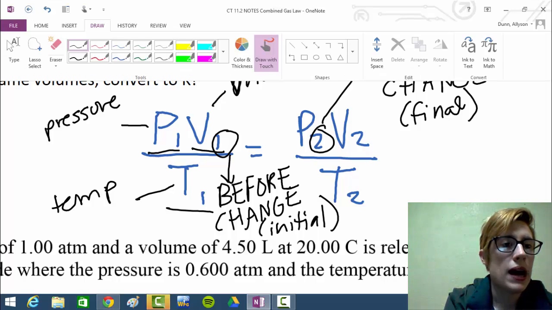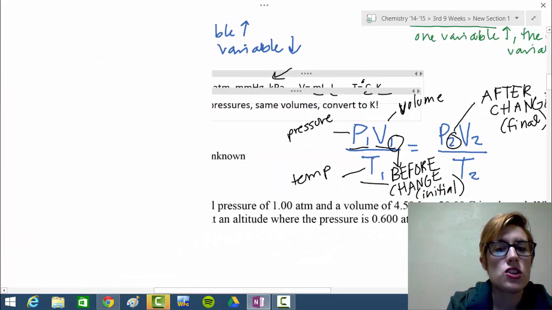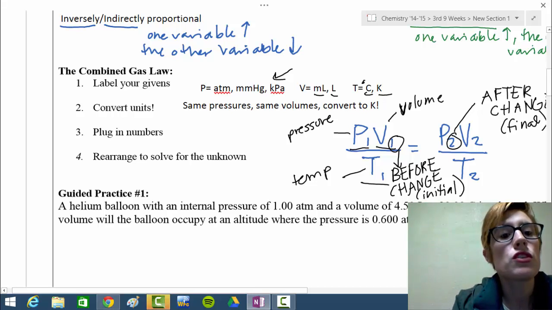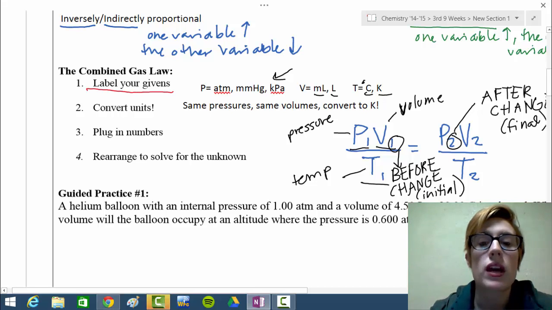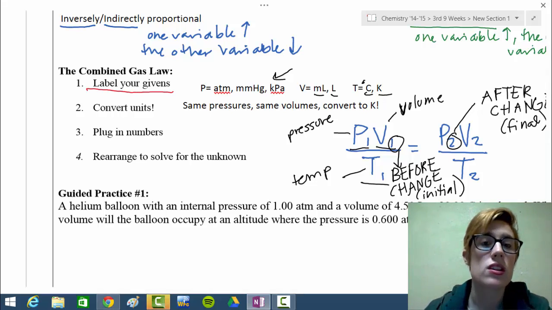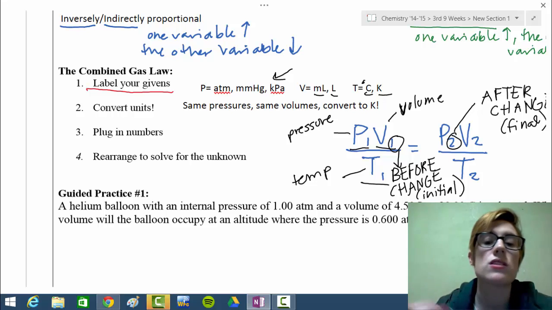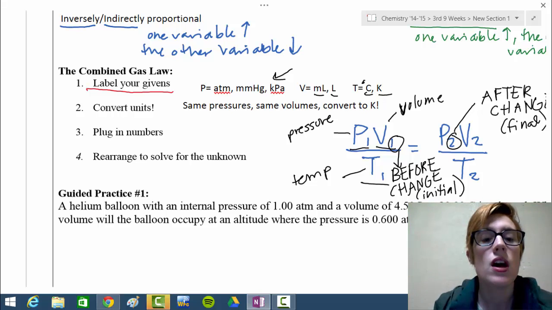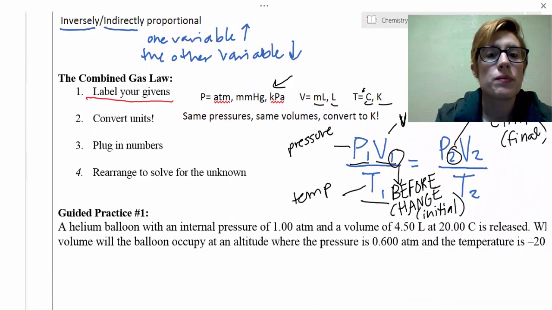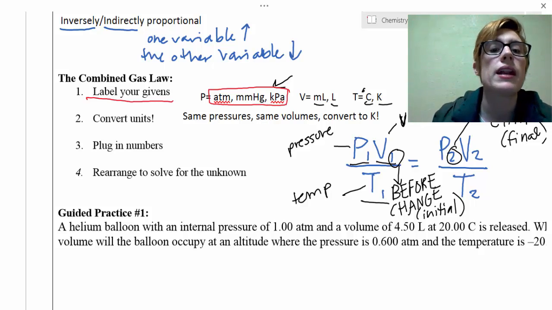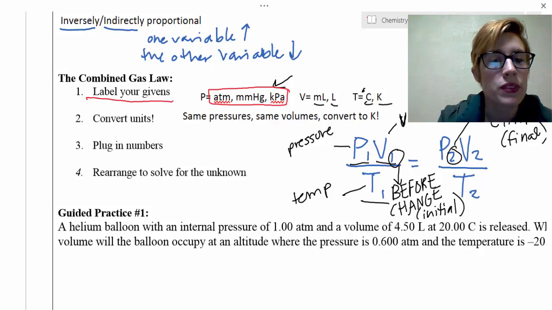Okay, so let's back up here a second before we jump into the actual problem, and let's walk through some of the steps. So the first thing we do is we label all of our givens. I walked through the different things that you could label. You can label something as P1 or P2. You can label something as V1 or V2, and so on and so forth. So let's label things first. It's important that whenever you see any of these units, ATMs, millimeters of mercury, or kilopascals, you label it as pressure. So let's do that first.